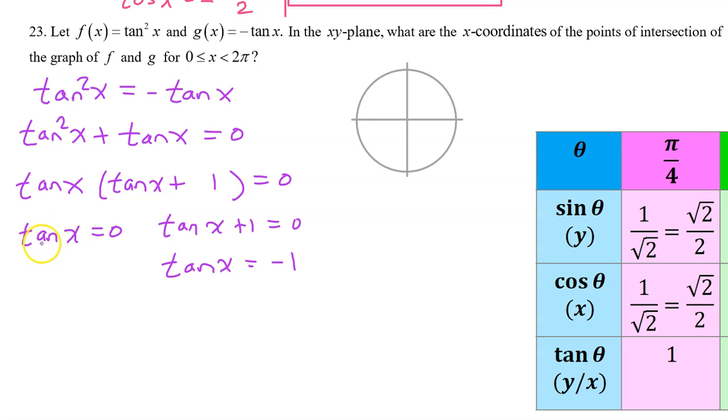Let's go ahead and find where tangent x is equal to 0. We have learned that tangent is the slope of the terminal side on the unit circle. We also know that a slope of 0 is a horizontal line. So the question is, where on the unit circle will we have a slope of 0? Where do we get a terminal side that is horizontal? We see the first horizontal terminal side right at the start, right at 0 radians. So x equals 0 is one solution to this equation.